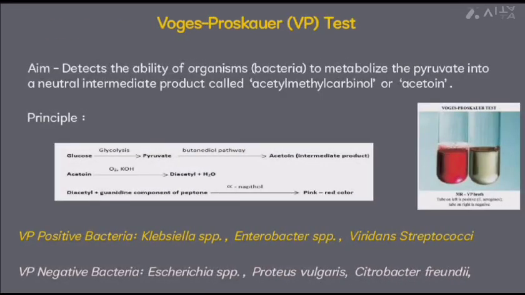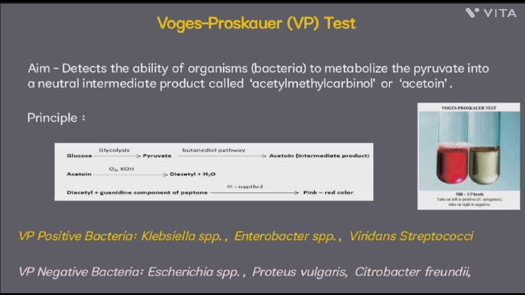Voges-Proskauer, VP, test. Aim: detects the ability of bacteria to metabolize pyruvate into a neutral intermediate product called acetylmethylcarbinol or acetoin. Principle of VP test: detect the production of acetoin during the fermentation of glucose. In this test, 2 reagents, 5% alpha-naphthol, VP reagent A, and 40% potassium hydroxide, VP reagent B, are added to MRVP broth after incubation and exposed to atmospheric oxygen. If acetoin is present, a pink color is formed.